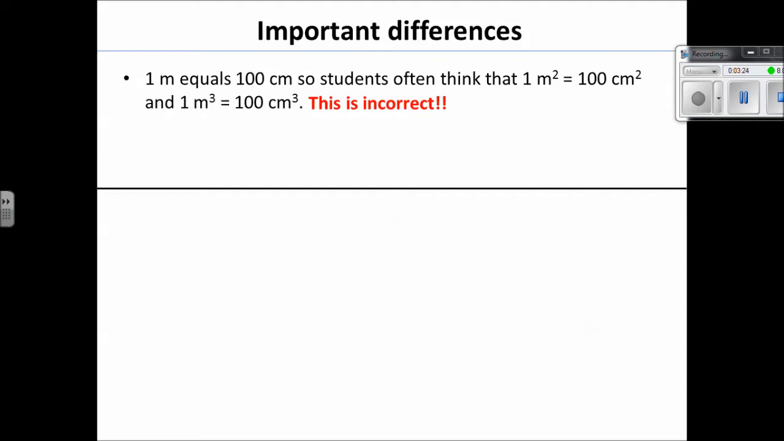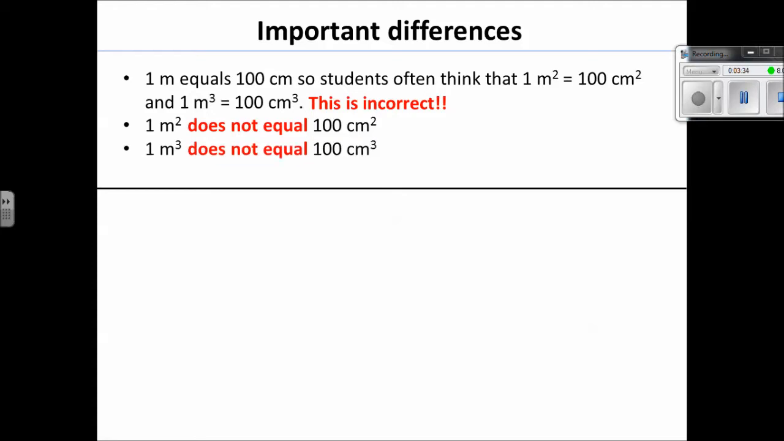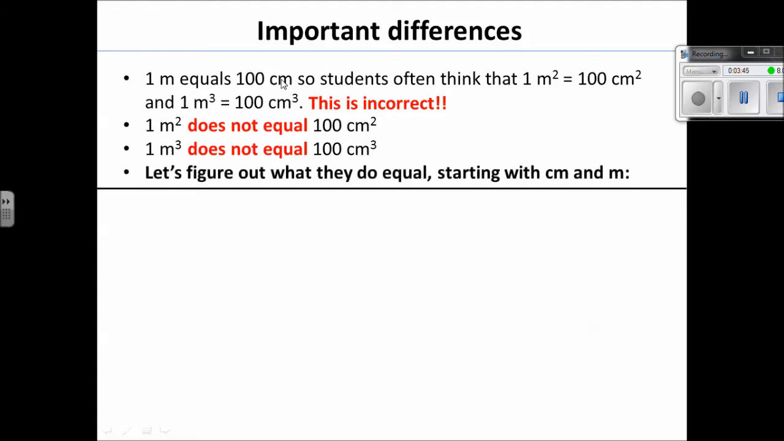100% this is incorrect, and I want to explain why to ensure that you don't make this mistake. So again, 1 meter squared does not equal 100 centimeters squared. 1 meter cubed does not equal 100 centimeters cubed. But it is true that 1 meter equals 100 centimeters. So let's figure out what they do equal.